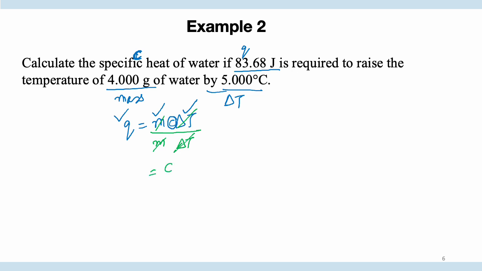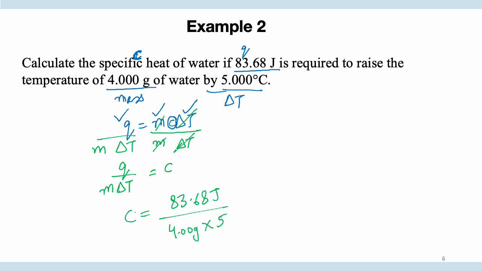Which means if I divide the right side by M and delta T, I have to do the same on the left side. So Q will be divided by M and divided by delta T, and that is equal to C. Now plug in everything in the equation. Q is 83.68 joules divided by mass, which is 4.00 grams, divided by delta T, which is 5.000 degree Celsius. If you work with units, no units cancel, which means your final unit is joules per gram degree Celsius. This is 4 sig figs.